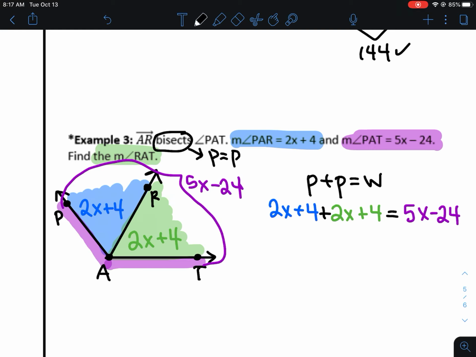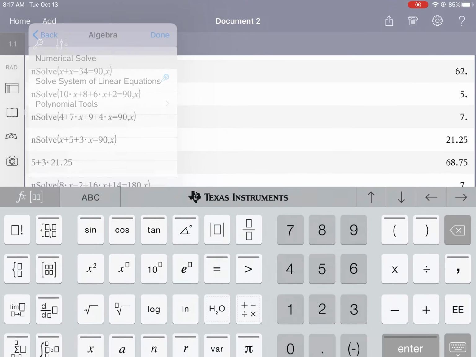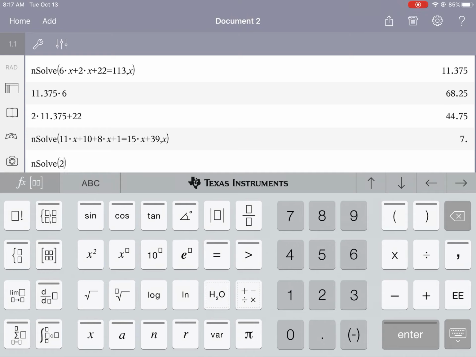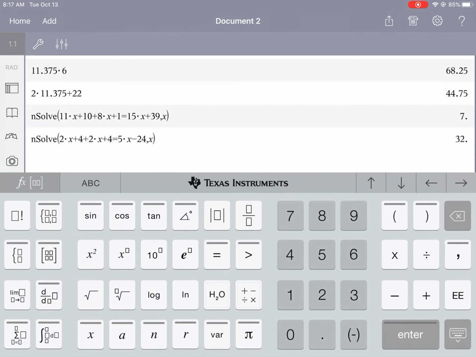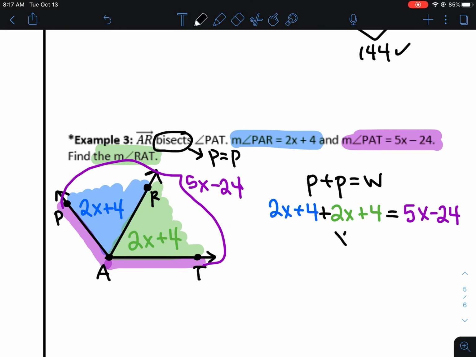Okay, so there you go. There's your equation. If you want to combine like terms, you can, just like normal, but if you don't want to, you can do it just like this in the calculator. All right, so I'm going to go to solve, and I'm going to go ahead and type 2x plus 4 twice, so plus 2x plus 4 again, equals 5x minus 24, comma x. Hit enter, and I get x equals 32. So x equals 32.